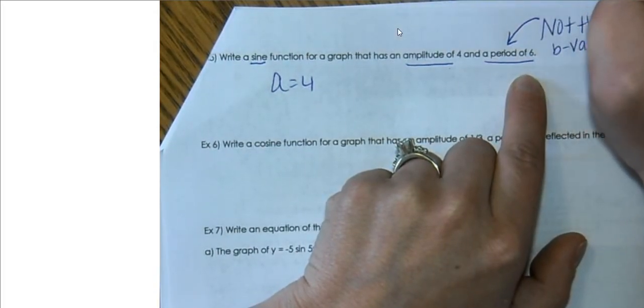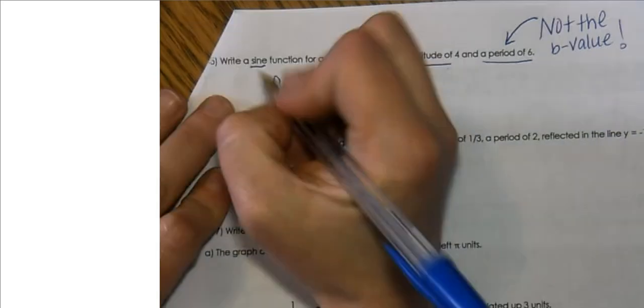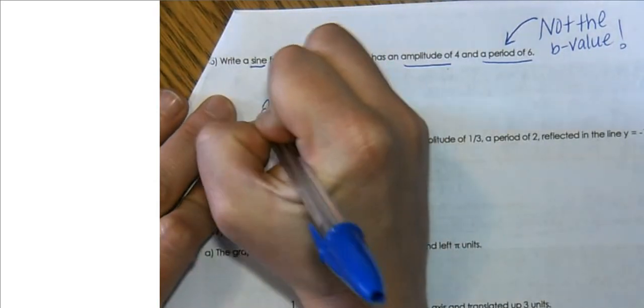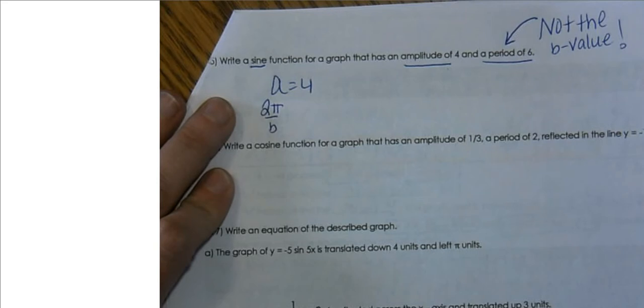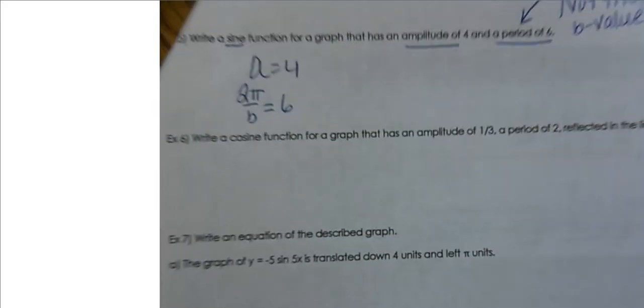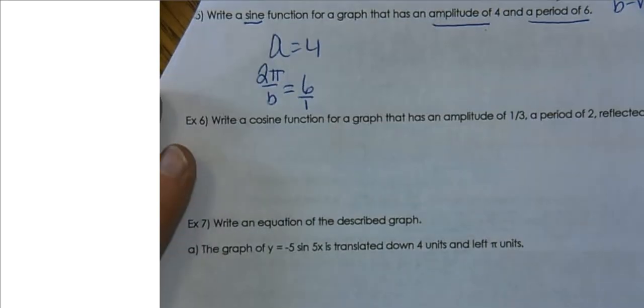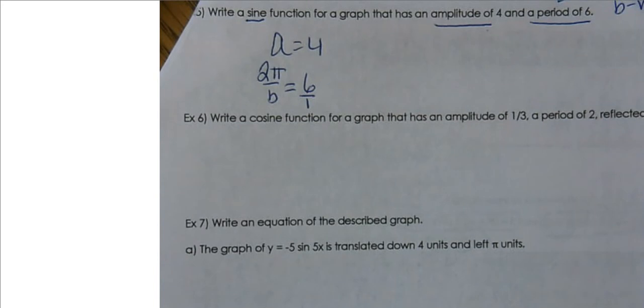We use the b value to help us find period, but period is not the same as our b value. Remember that period is 2 pi divided by b, and they're saying that this is equal to 6. So how do you find what your b value is? Well, we set up a proportion. So I'm going to say 2 pi divided by b is equal to 6, and I'm going to make that 6 over 1, and I'm going to use cross product.